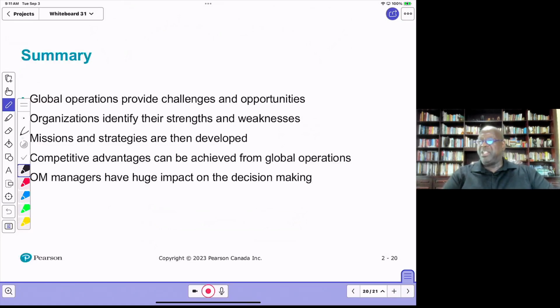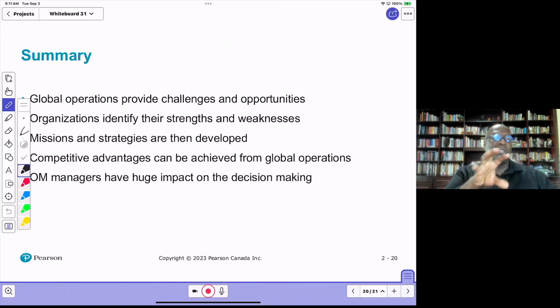So global operations provide challenges and opportunities. Organizations identify their strengths and weaknesses. The mission and the vision allow the organization to determine what its performance objectives are, and those performance objectives have to be supported by the operations architecture. That operations architecture has 10 decision areas that you will configure to give you the leverage that you need to achieve those performance objectives. And operations managers can impact corporate strategy and corporate performance because they have a major influence on the design of the operations infrastructure.